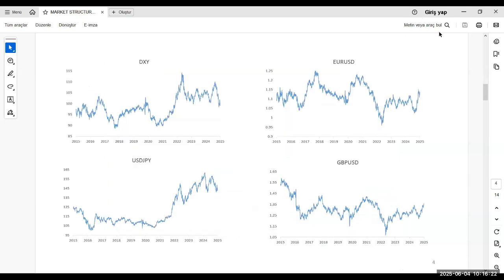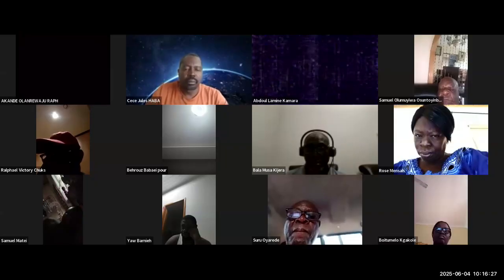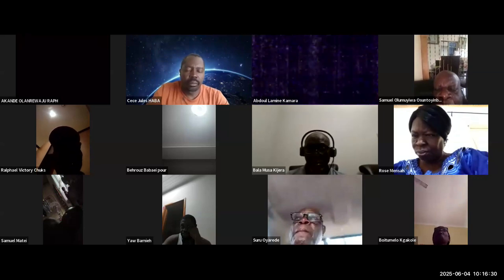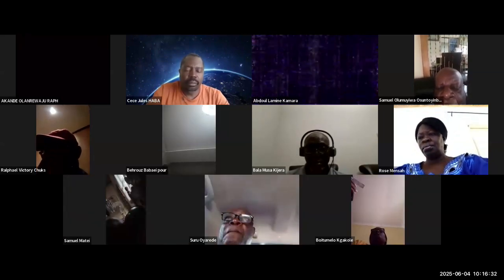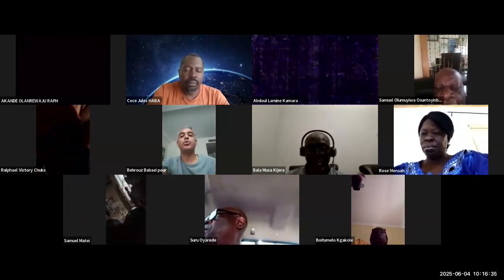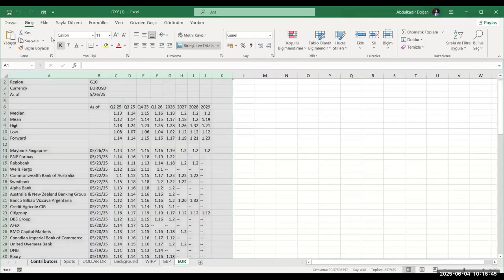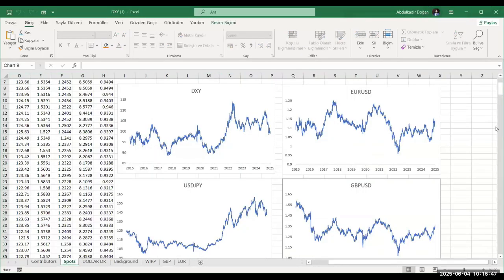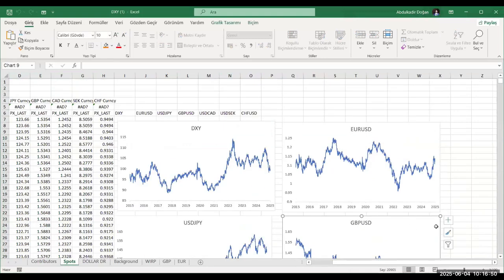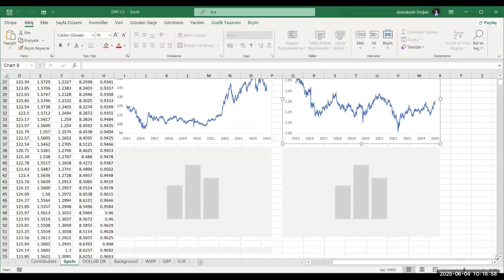Now, the second point here is that I downloaded the time series. Let me share my screen. First of all, I will show my Excel to you. Here it is. Please look at this Excel. I think everybody can see my Excel now, right? Here I have spot returns, and here I have the time series for these returns. Do you see the currencies? Yes: the DXY, Euro USD, USD Japanese Yen, GBP USD, all these major currencies.